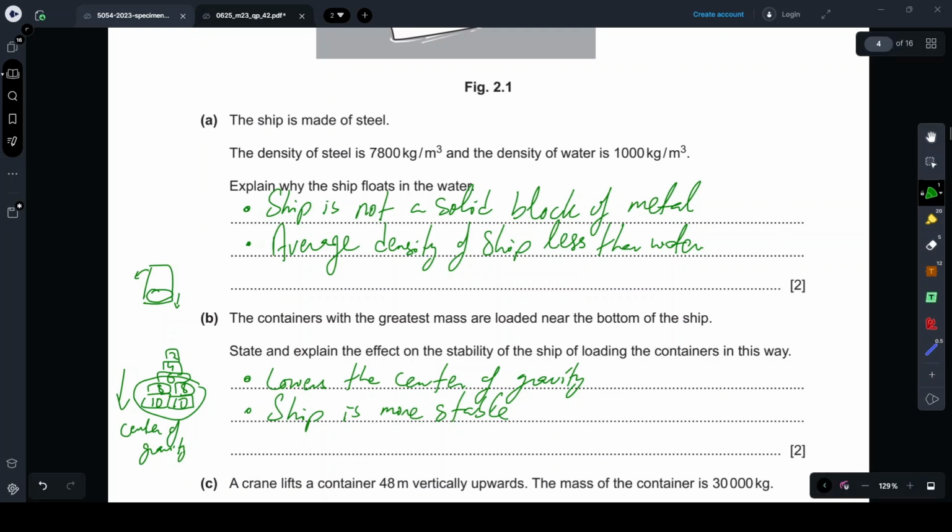Okay. So did you get how that works? Could you explain from the second point? Well, when the center of gravity is lower for any object, it becomes more stable. Okay. Basically. Okay.